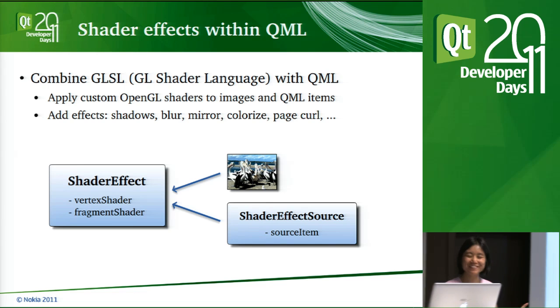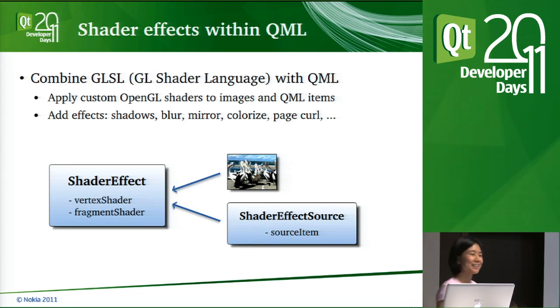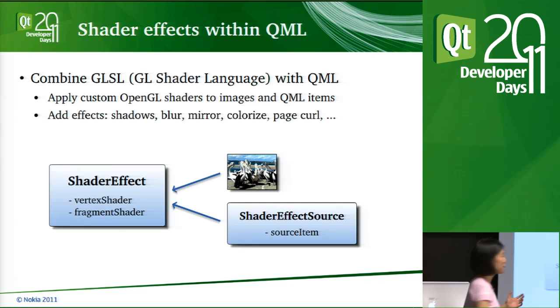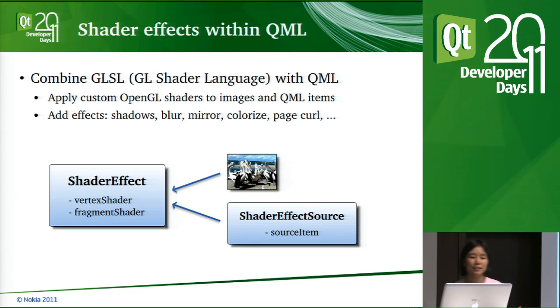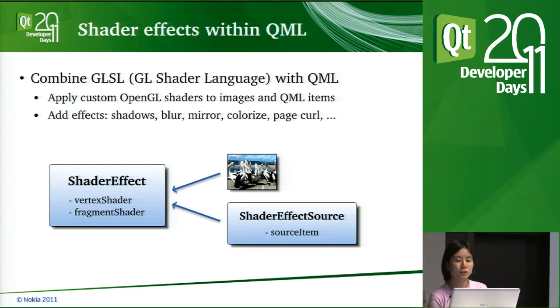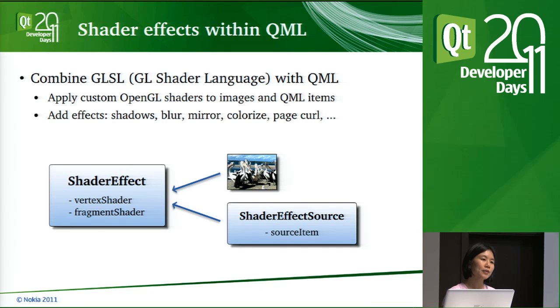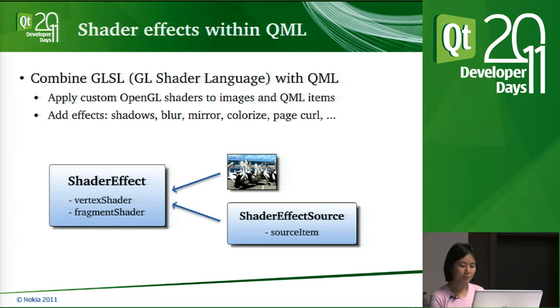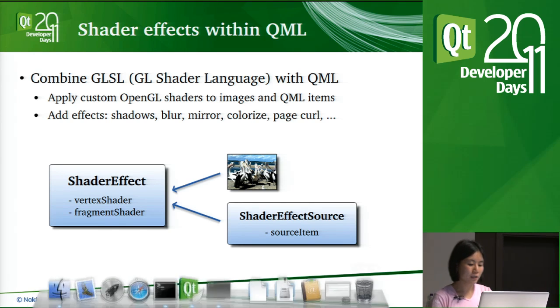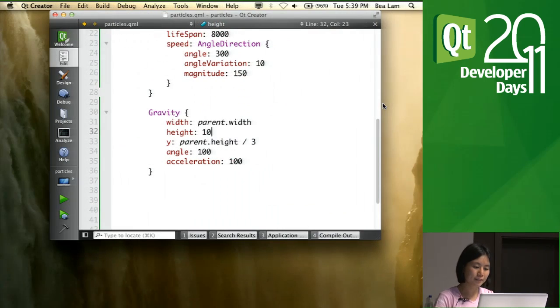The main elements to be aware of here are shader effect and shader effect source. So basically, shader effect lets you implement your custom vertex and fragment shaders, and that can take as input either an image or a shader effect source, which lets you render a QML item to a texture so that you can apply your custom shader effects. Let me do another quick demo to show you how to use shader effects.